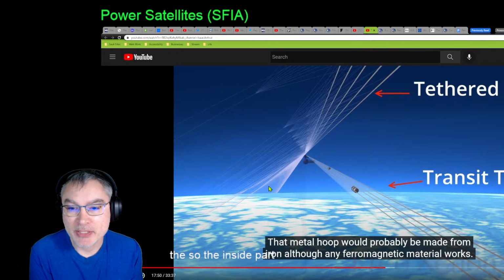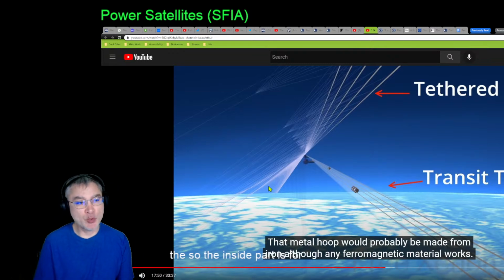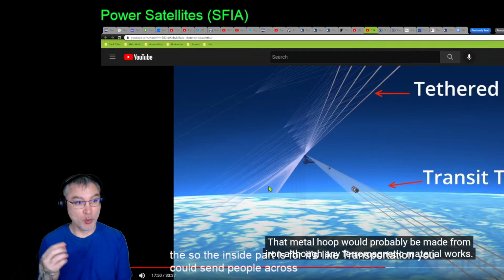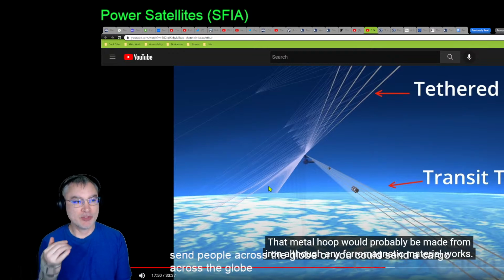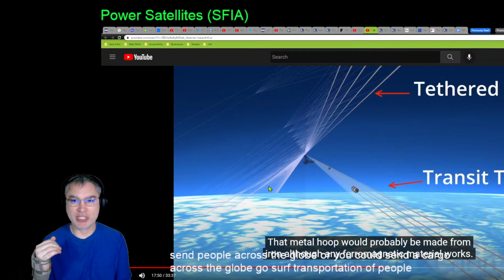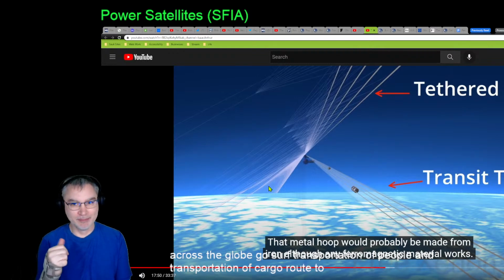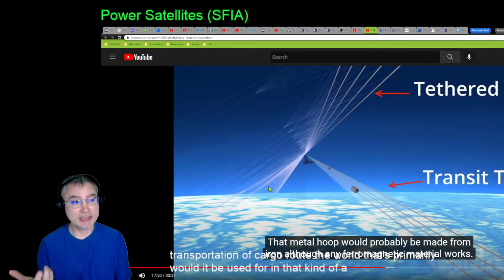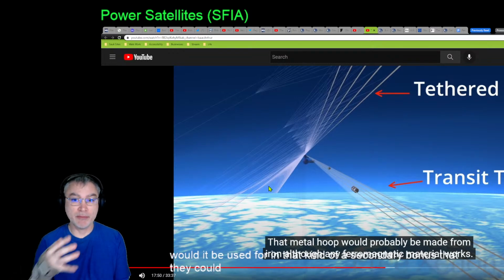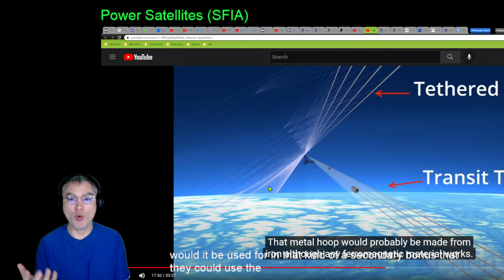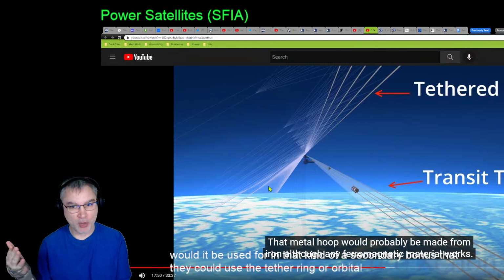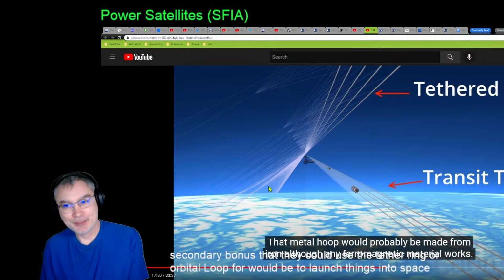So the inside part is like transportation. You could send people across the globe, or you could send cargo across the globe. So it's for transportation of people and cargo throughout the world. That's primarily what it would be used for, and then kind of a secondary bonus that they could use the tethered ring, or orbital loop, for would be to launch things into space.